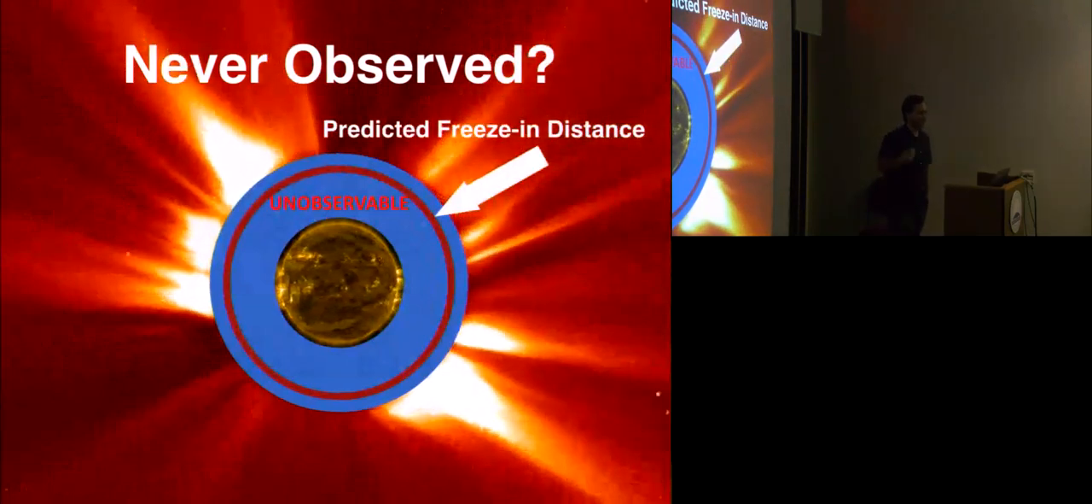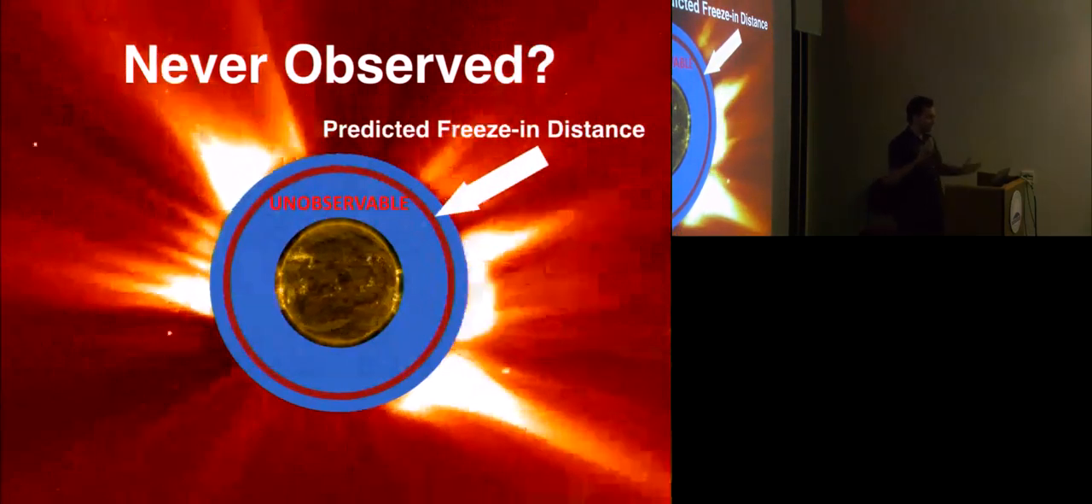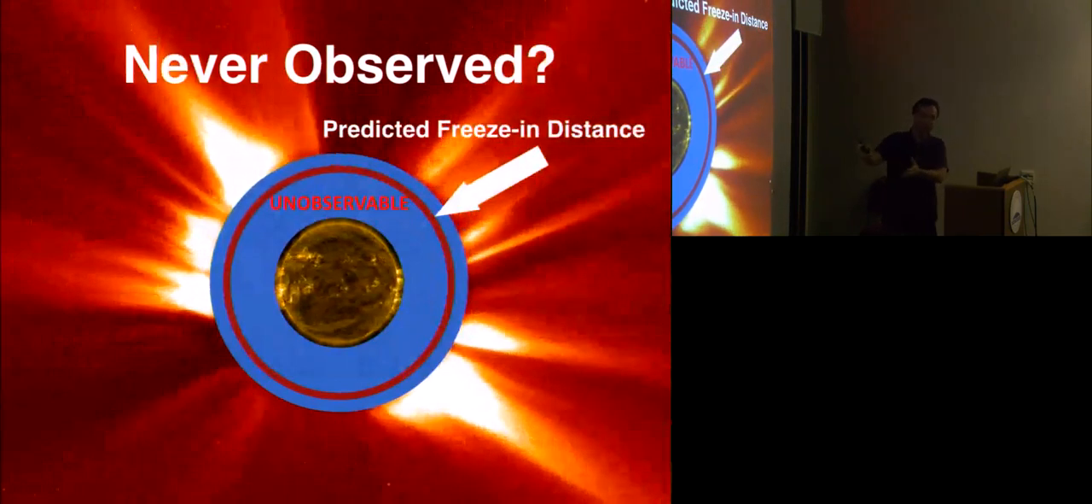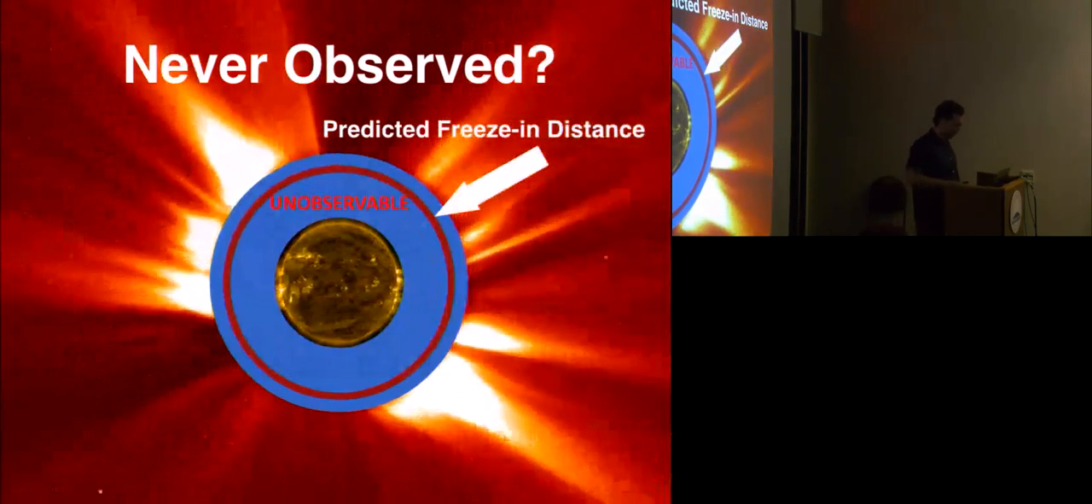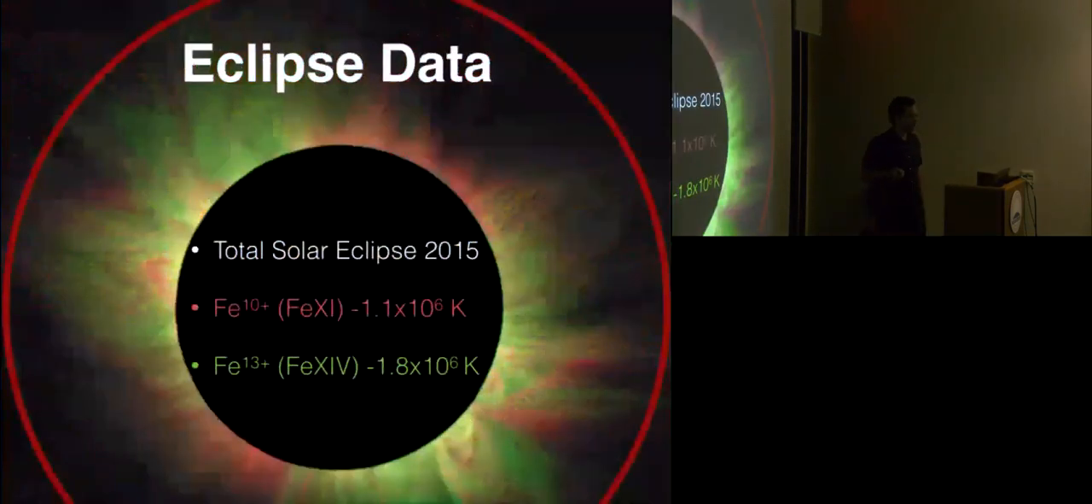So in order to understand how the solar wind is evolving and how we can link what's happening on the solar surface to the solar wind, you have to be able to tie these two data sets together. And we can do that conveniently with solar eclipse data.